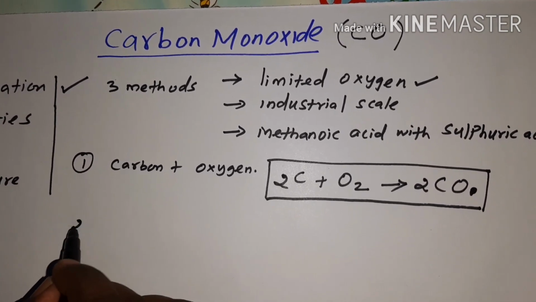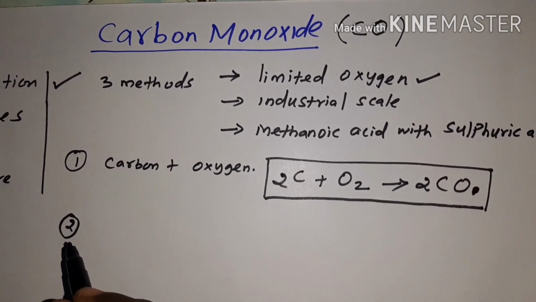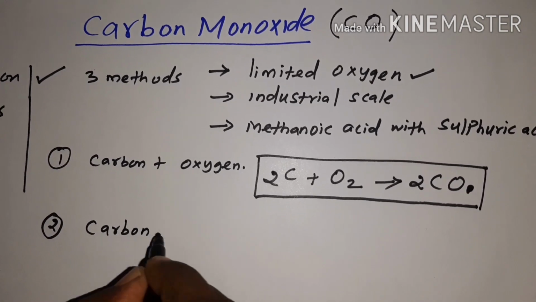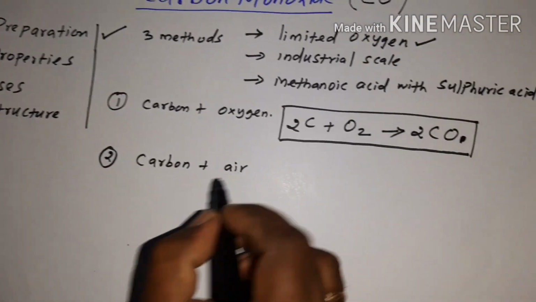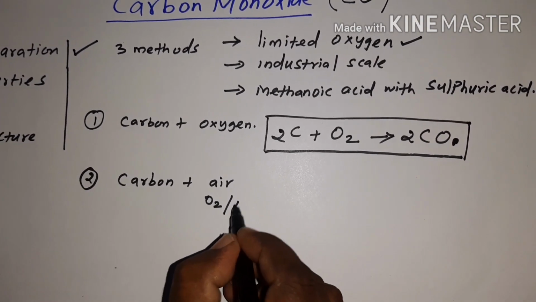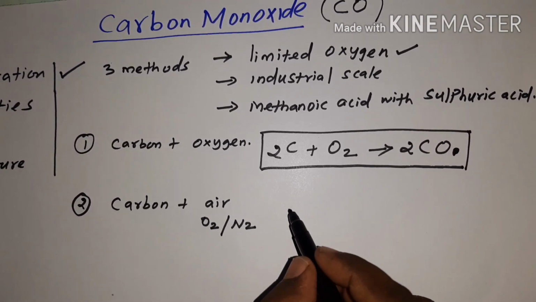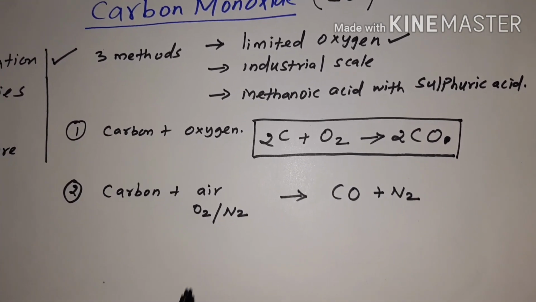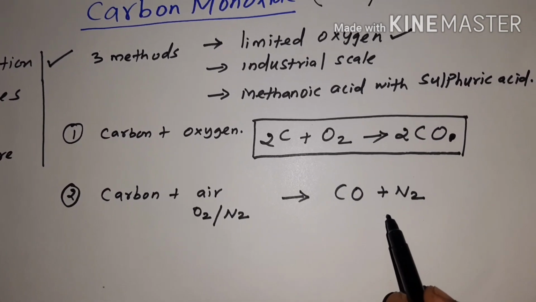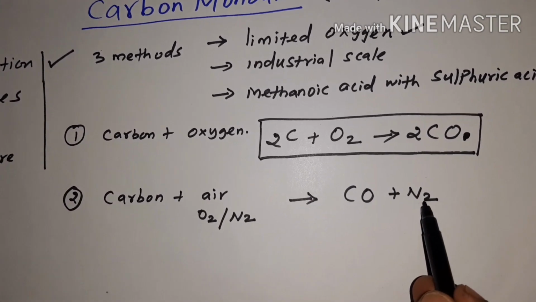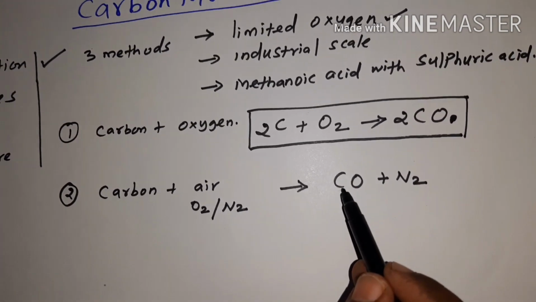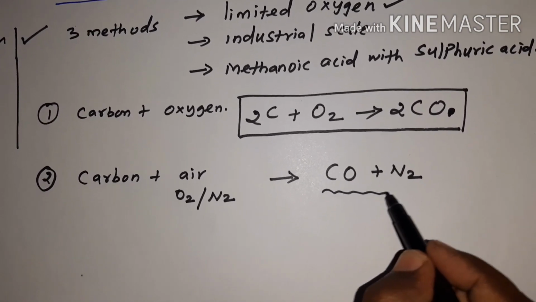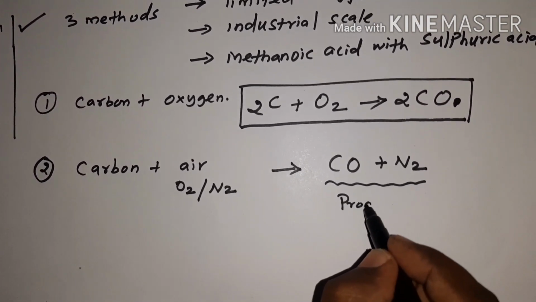Then second method, this is industrial scale. Here we allow the carbon to react with air. Since air contains oxygen and nitrogen, we get a mixture of carbon monoxide plus nitrogen. Since air contains nitrogen, in the product also we get nitrogen. Here the oxygen combines with carbon, so we get carbon monoxide and nitrogen. This mixture is called producer gas.